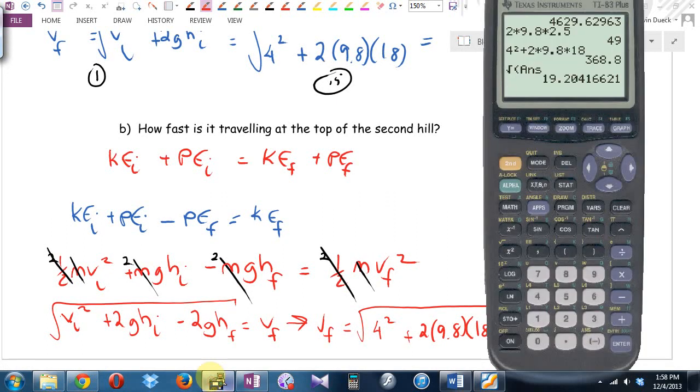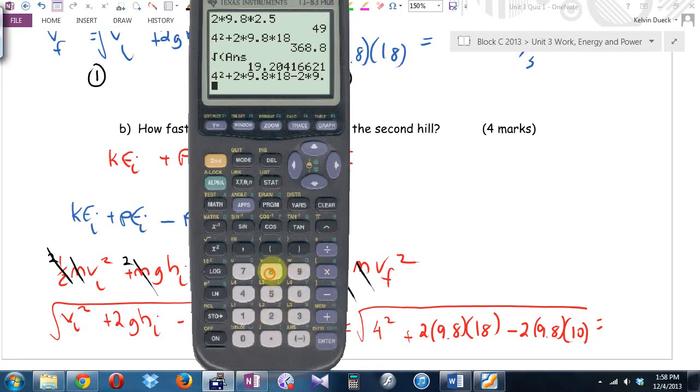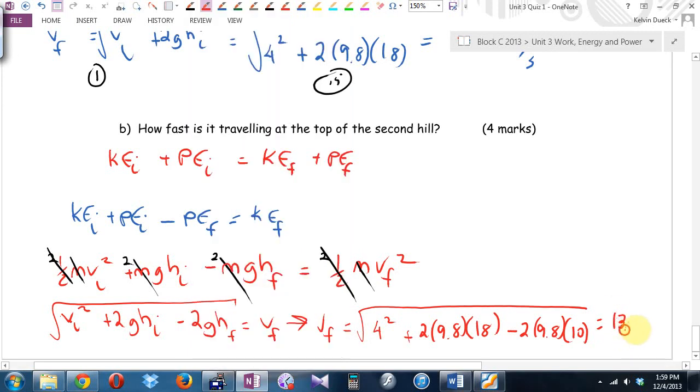Please work. Hey, you know what? I'm going to get really clever. I'm going to go second function enter a couple of times, and I'm going to bring that line because that's the 4 squared plus 2 times 9.8 times 18 minus 2 times 9.8 times 10. Wasn't that clever, huh? Okay. Square root of this. 13.1? Yeah, people nodding? 13.1 meters per second.